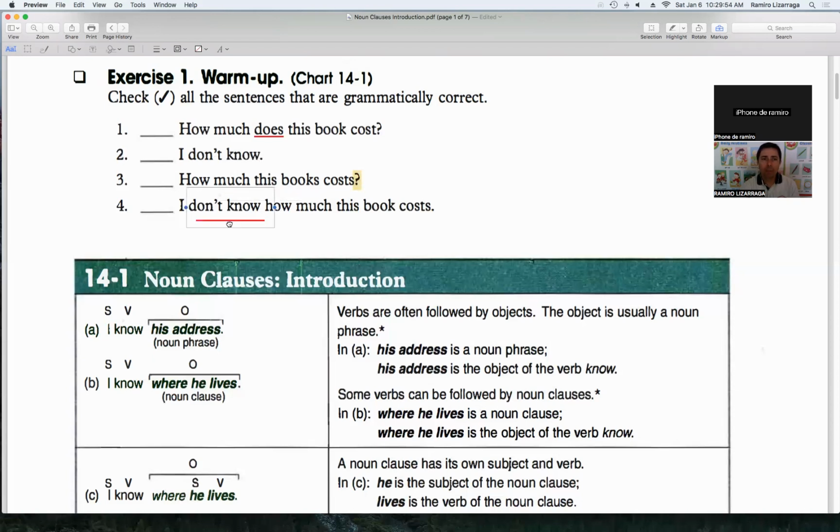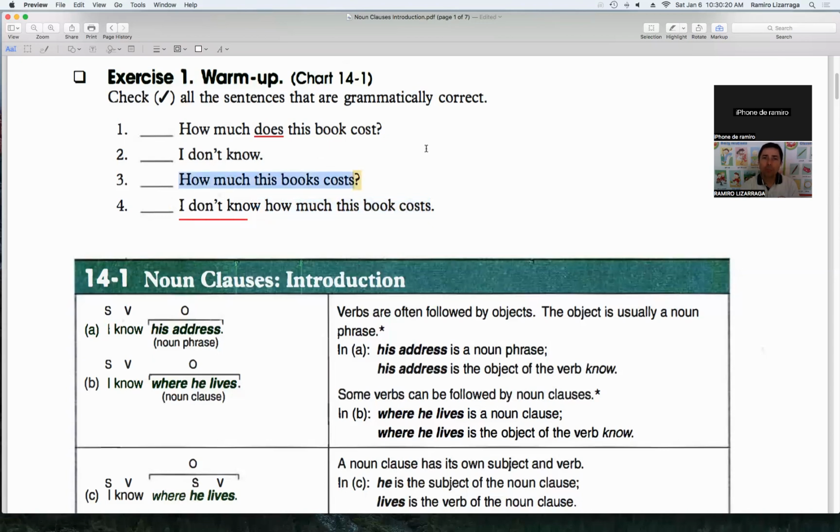But what about number 4? Look at this difference. I don't know how much this costs. Is this correct? What do you think? So what is happening in number 4? I'm adding more information, this information right here, how much this costs. I'm adding it to what?